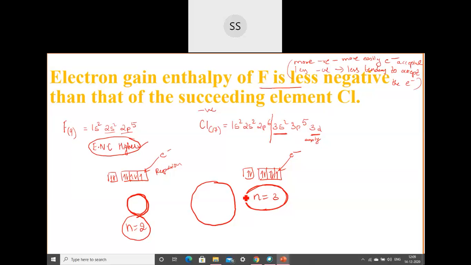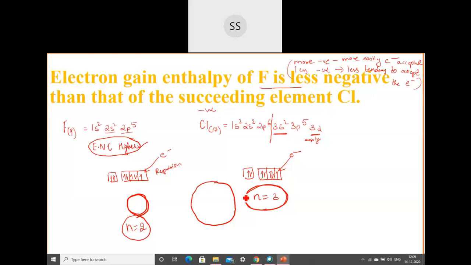Only two orbitals are available, so how can they expand their orbital? Not possible. Whereas here it is possible, because of the more space available.